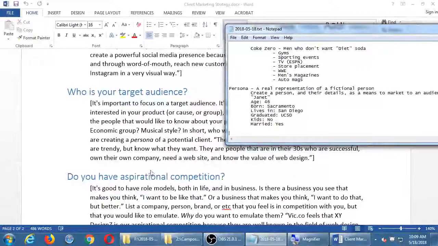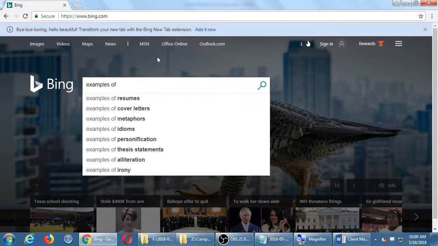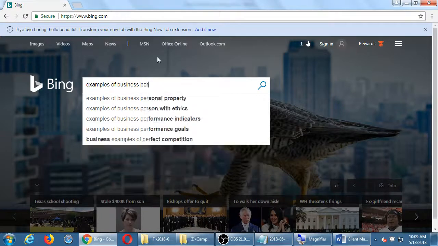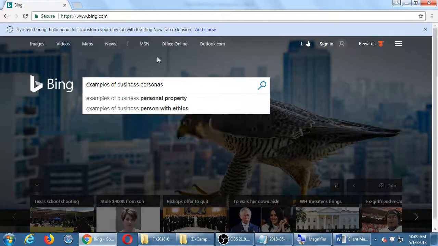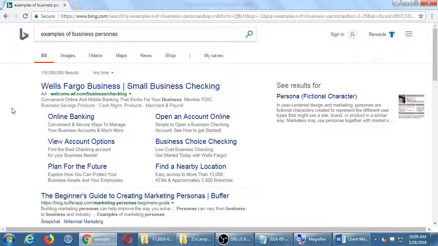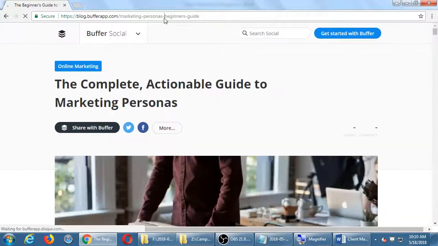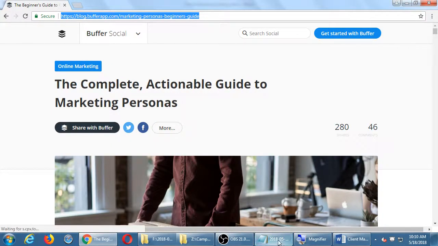So, just out of curiosity, remember any of these concepts, you can go out further and educate yourself more on them. I'm going to do a quick search here. Examples of business personas. So right away in this search that I got, the beginner's guide to creating marketing personas. I'm going to put that in the notes, but this is just one of the first results that I got. This is also a definition over here, persona, fictional character. I'm going to put this link in the notes.